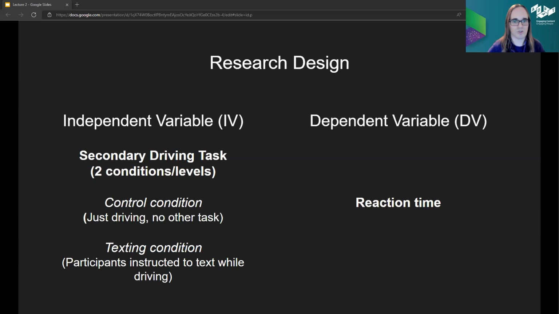One condition is our control condition. People in this condition are not texting, they're just driving. This is the baseline against which we compare our experimental condition. So our control condition is just driving, no texting at all. And then our experimental condition is driving and texting. So for this variable, secondary task, in the control condition there is no secondary task. In the experimental condition there is a secondary task, which is texting. Our dependent variable, the variable we're interested in measuring, in this case, we're sticking with reaction time.